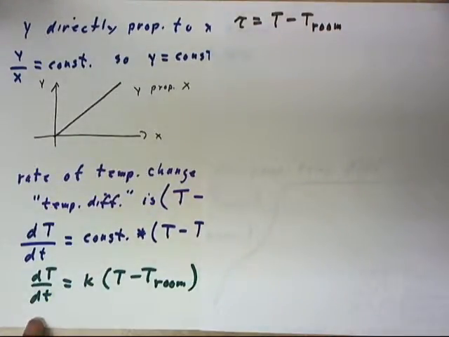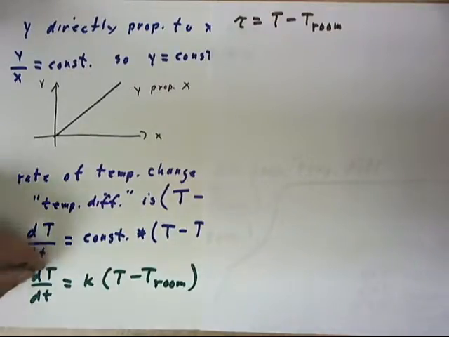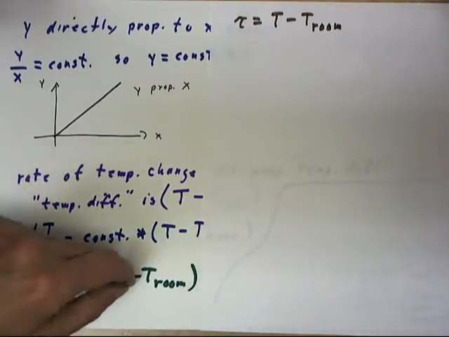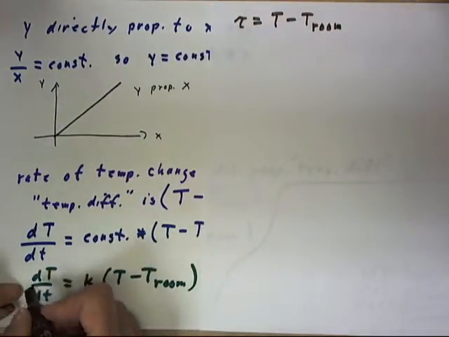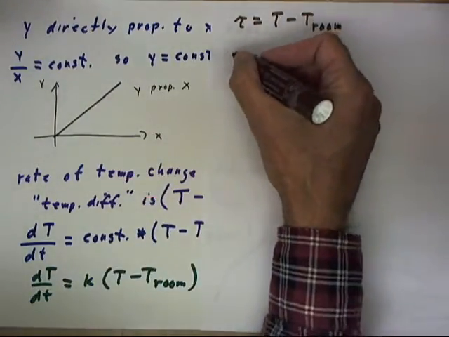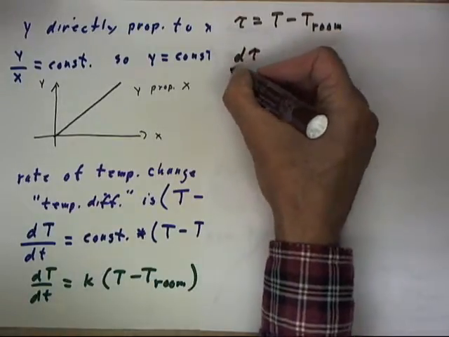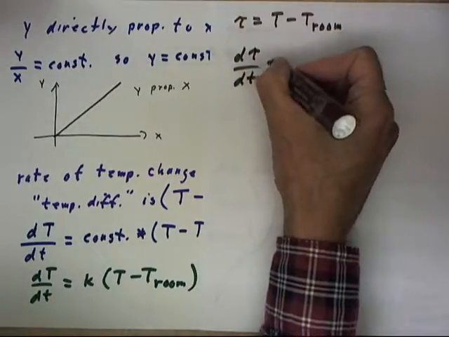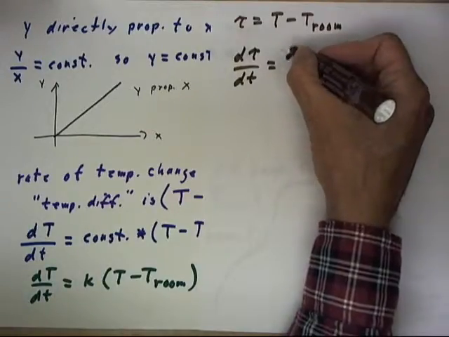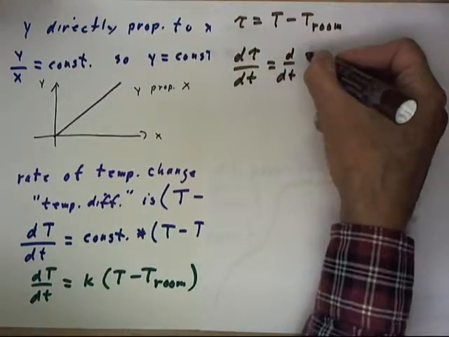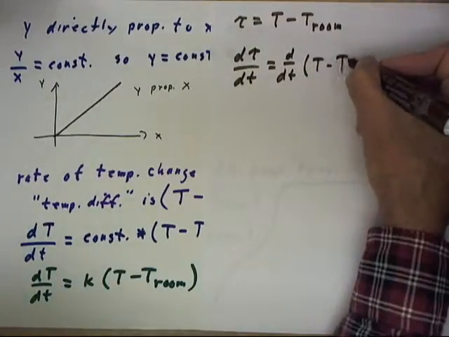I'm going to let tau equal T minus T room. Now my equation will become dT/dt equals k times tau. Well, I don't really want to have two different variables, big T on this side and tau on this side, so let's just figure out what d tau/dt would be. Well, let's see, d tau/dt equals the derivative with respect to t of T minus T room.